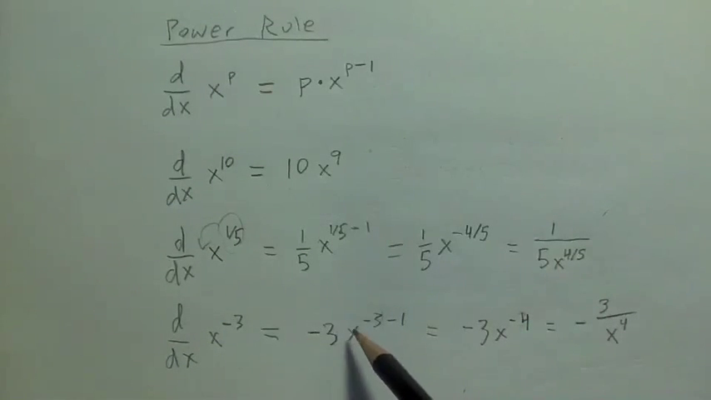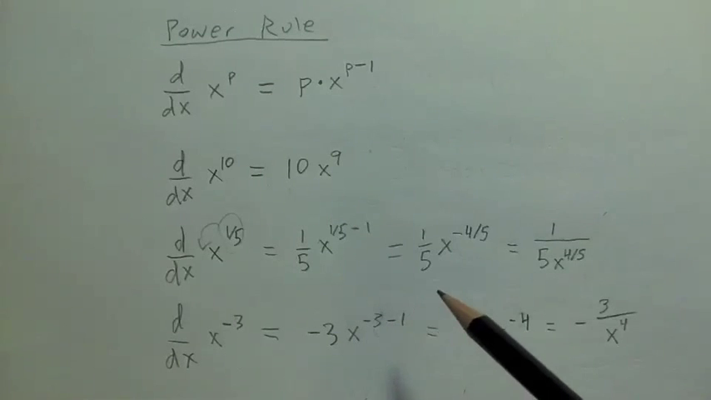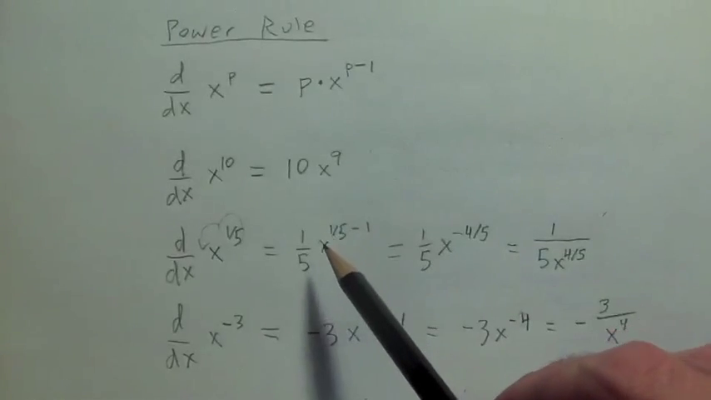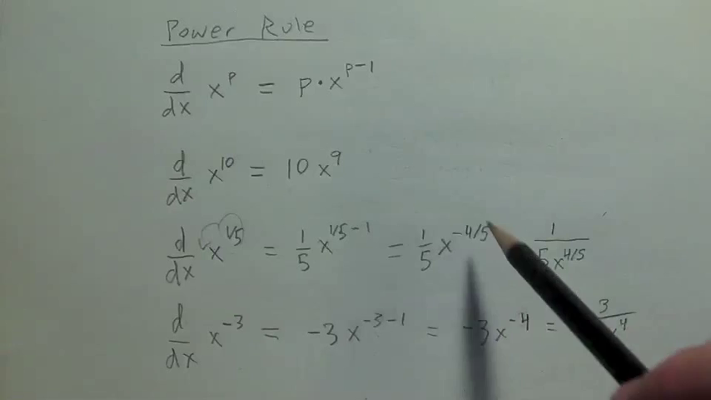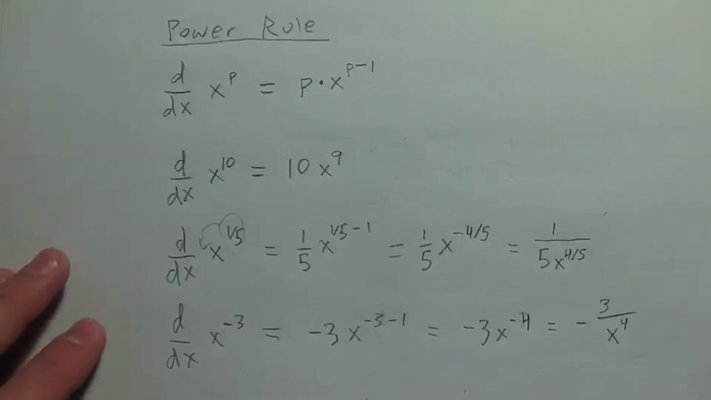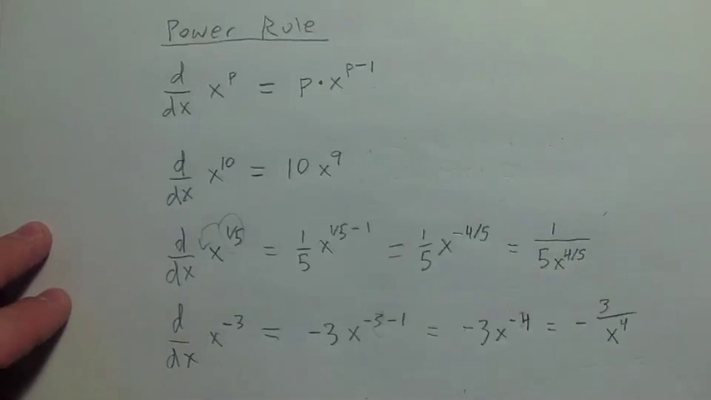Don't stop here. Don't just leave it as -1. Don't wimp out on your fraction arithmetic. Just go ahead and crank it out. Okay, so that's the power rule.